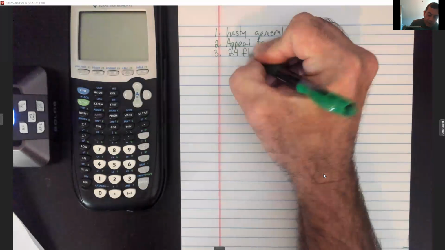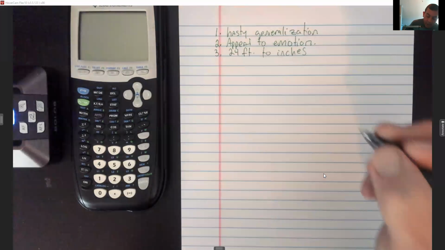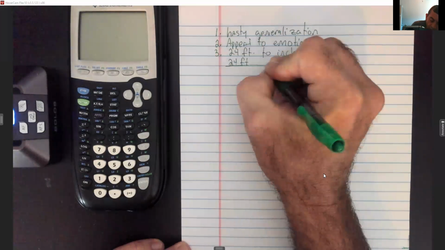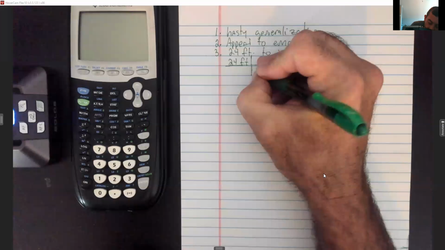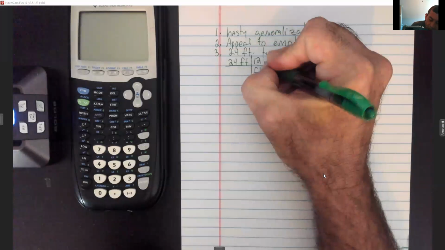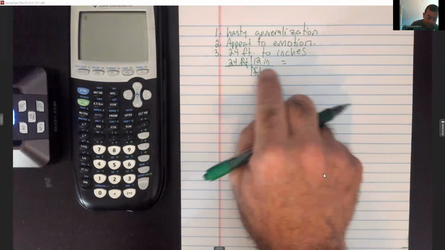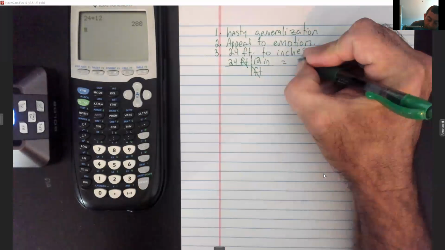All right, number three, convert 24 feet to inches. So to do that problem, you start with 24 feet. And this is where we were doing our unit conversions. So we need to turn our feet into inches. For every 1 foot, there are 12 inches. That's all the conversions I need, right? Because my feet cancel and I'm going to be left with inches. Anything on top gets multiplied. So 24 times 12 is going to give us 288 inches.